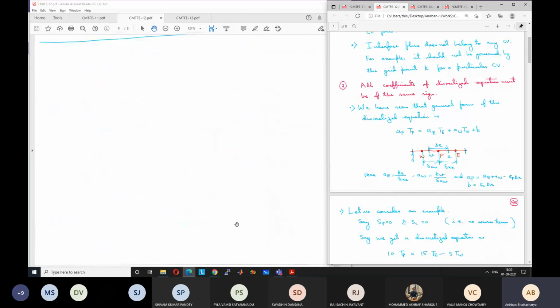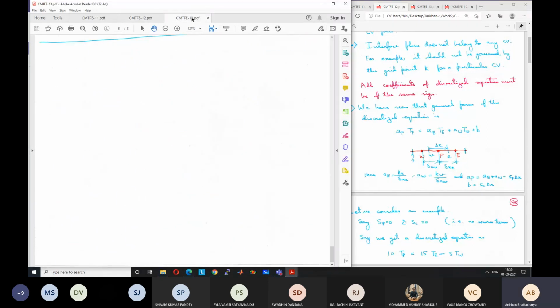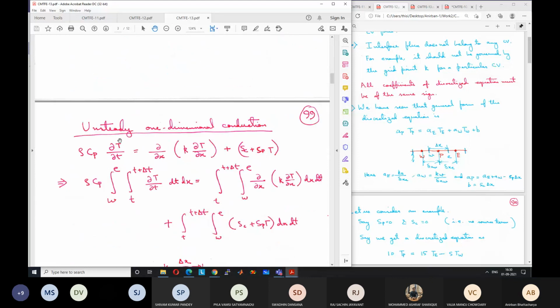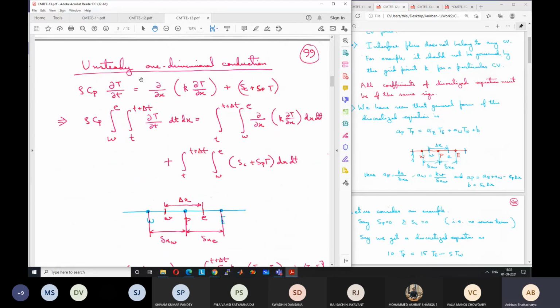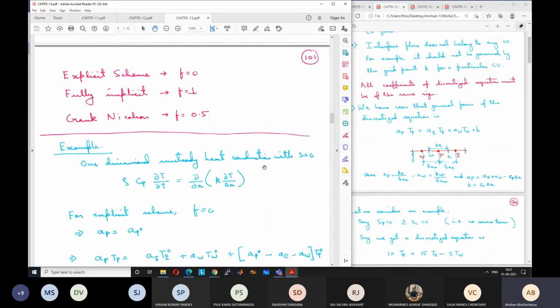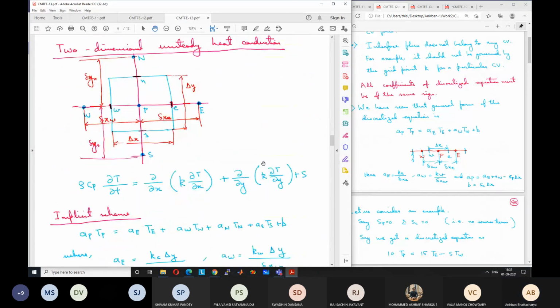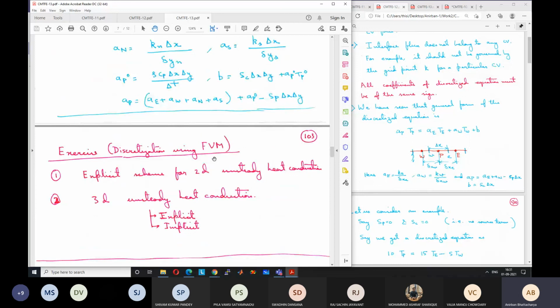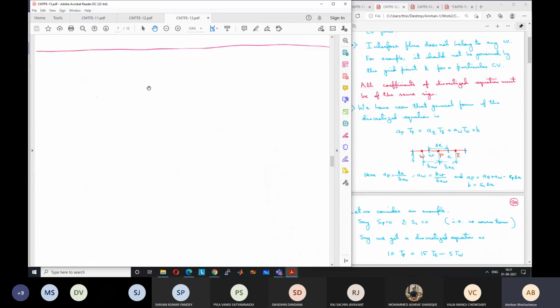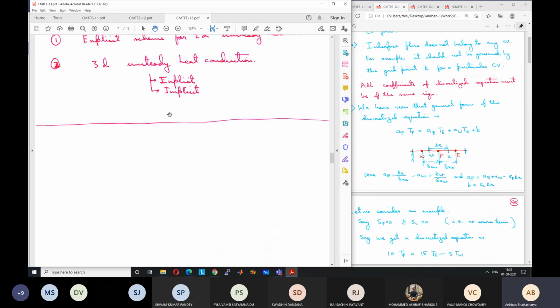We'll continue next week with this source term linearization part. And then we will discuss the treatment of boundary conditions. And we will see some extensions, unsteady one-dimensional conduction problem. 2D and 3D, I will just give as an exercise. So up to that point, we will complete, and that will be our syllabus for the exam.